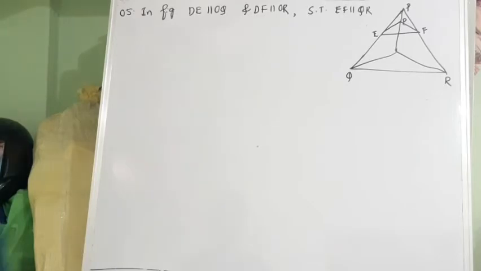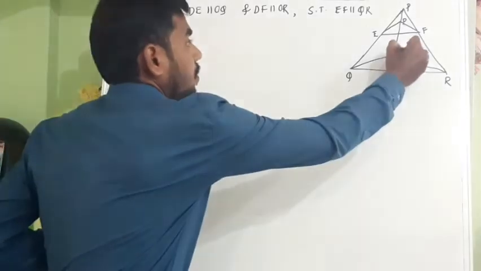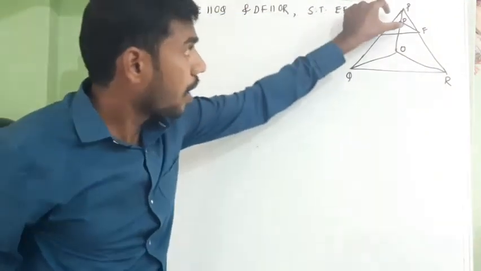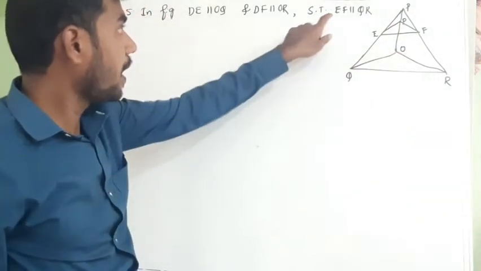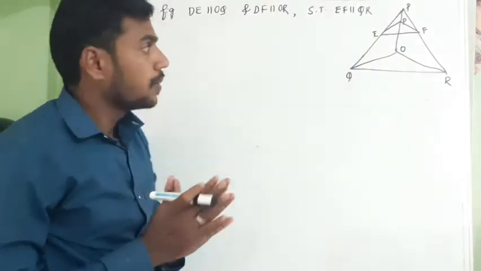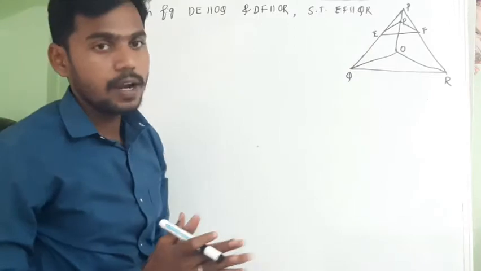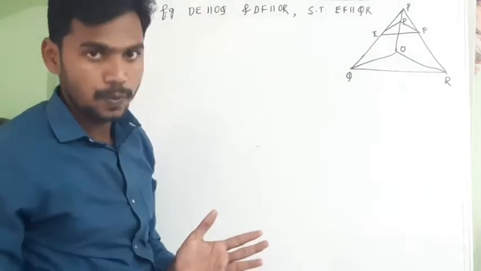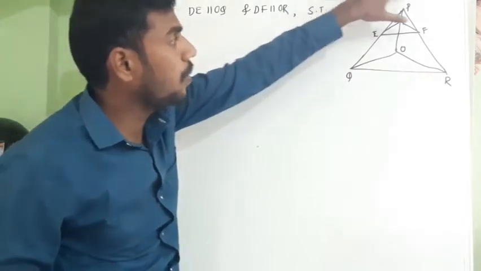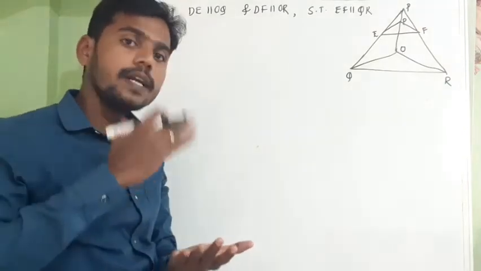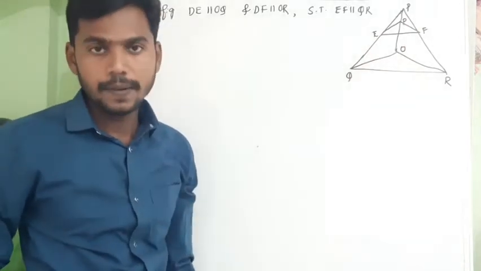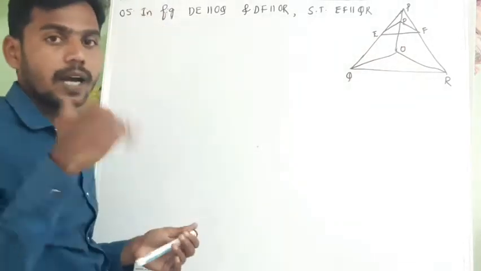Fifth question. In the figure, DE is parallel to OQ. This is O. DE is parallel to OQ. DF is parallel to OR. Show that EF is parallel to QR. When is EF parallel to QR? If I know when EF will be parallel to QR, I will know what I need to prove. So if PE divided by EQ is equal to PF by FR, if I am able to show that the ratio is equal, then I can easily say EF is parallel to QR. That is the converse of the BPT.